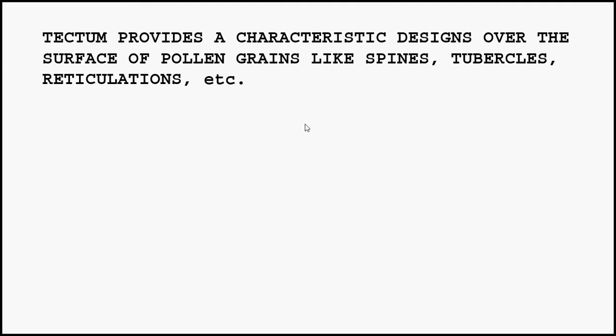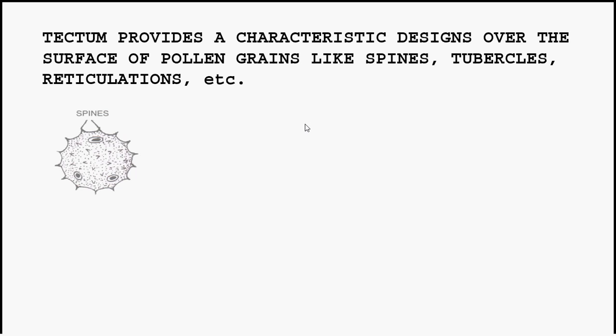Tectum provides a characteristic design or sculpture over the surface of pollen grains like spines, tubercles, and reticulations, etc. So let's see the pictures of the various surfaces of the pollen grains. In this pollen grain, the outer surface has spine-like structures. These spine-like structures are produced by this tectum, the outer layer of ectexine. It is the outer wall of the exine.